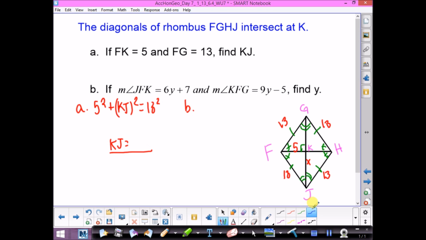So we know that this angle, JFK, is 6y plus 7. We know KFG is 9y minus 5.